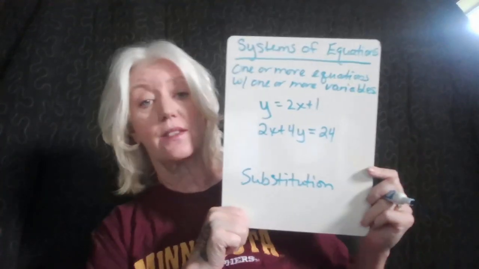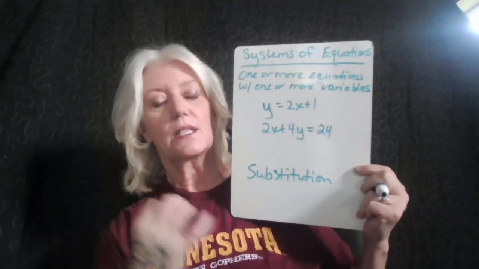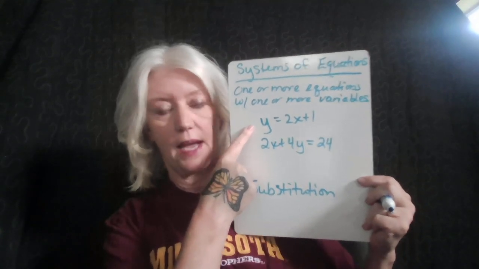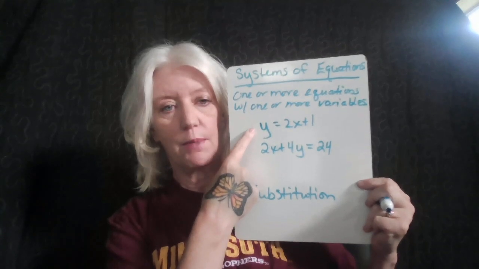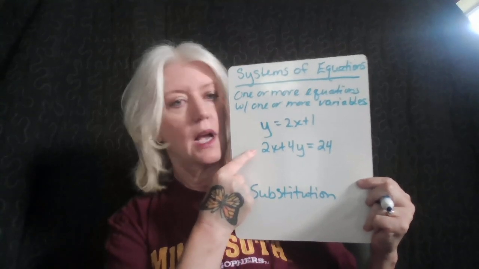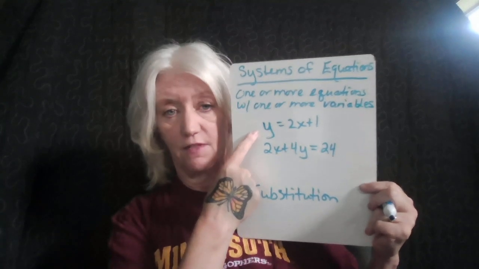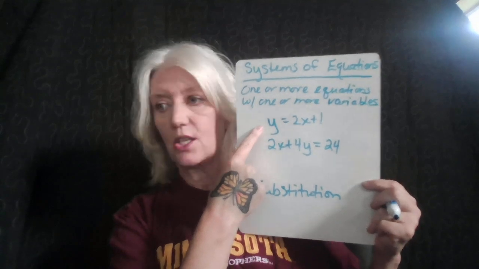What we're going to do is called substitution. Now, substitution can be used on any system, but it's best used when one of the equations is already solved in terms of another variable. That means that one of the equations has a variable by itself. In this problem, y is by itself. In this one, I do not have a variable by itself. But if one or both of the equations has a variable by itself, then the best method to use is substitution. And here's how you do it.